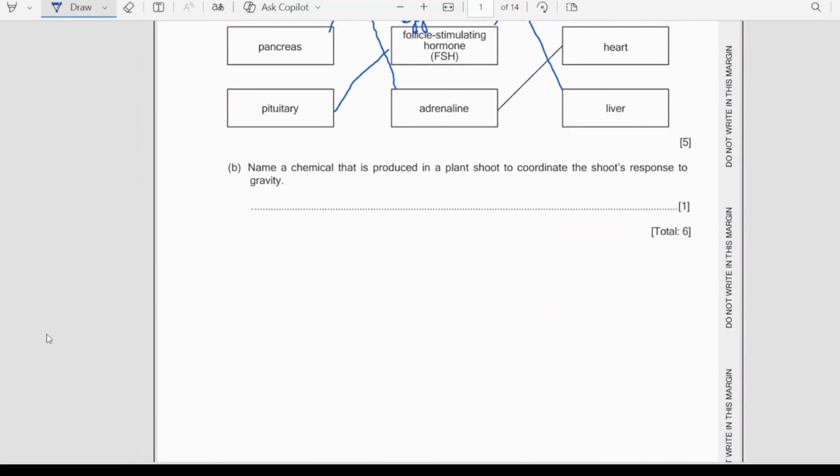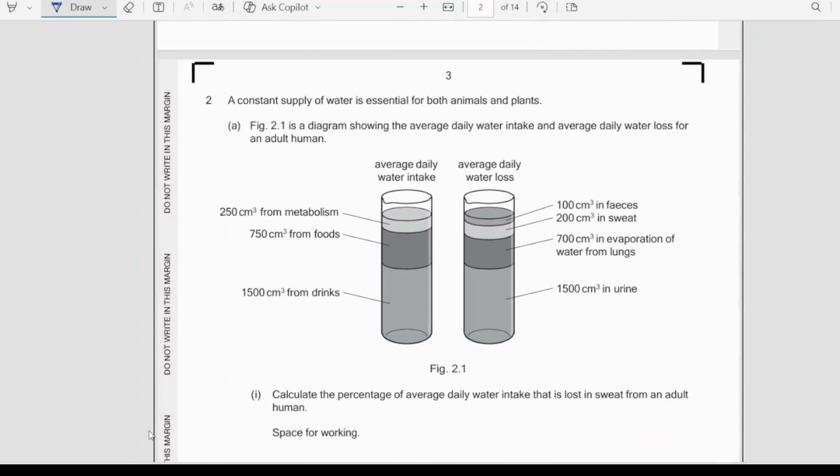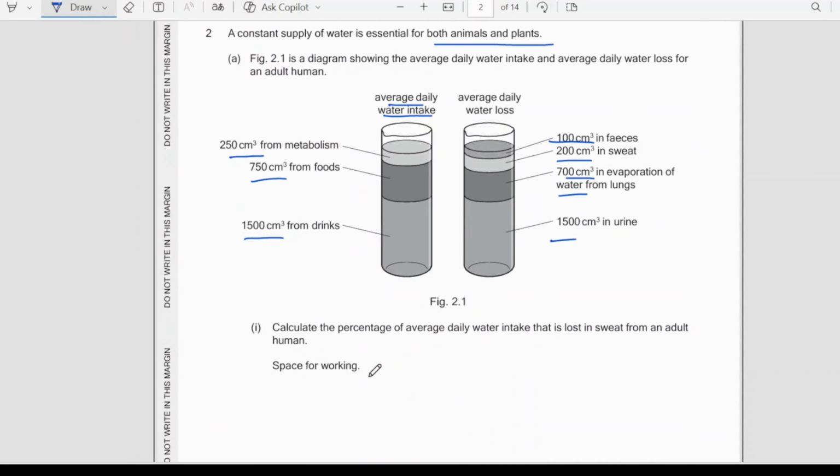Next is: name a chemical that is produced by a plant shoot to coordinate the shoot response to gravity. You have read about only one growth hormone, and that is auxin. Next one: a constant supply of water is essential for both animals and plants. The average daily intake is this, and the loss is this. Calculate the percentage of average daily water intake that is lost in sweat from an adult human.